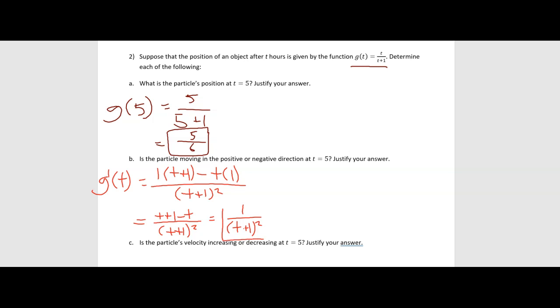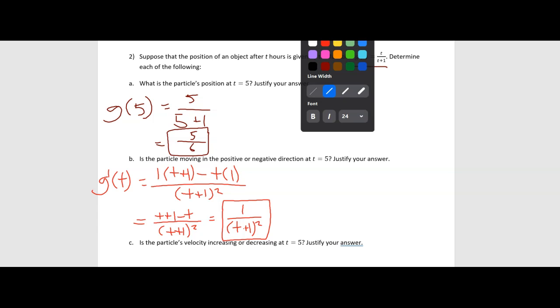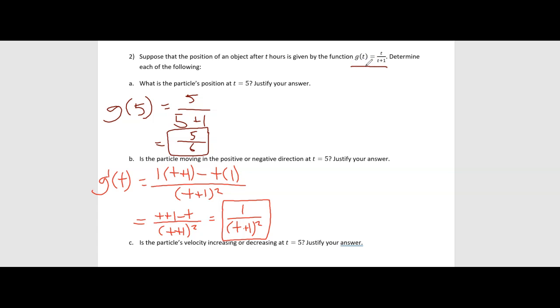So right here, this is our general derivative. We need to figure out what the derivative is equal to when t is equal to 5. So g prime of 5 is equal to, oops, nope, I did make a mistake there. 1 over 5 plus 1 quantity squared, which gives me 1 over 36.